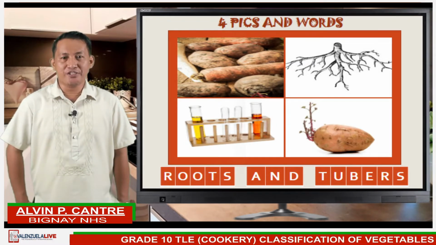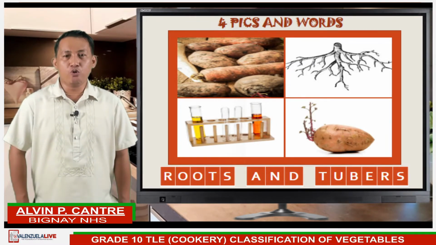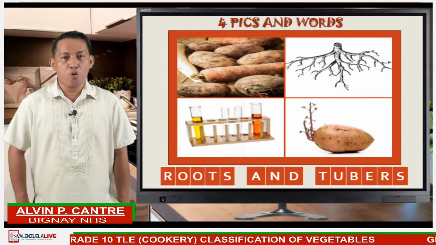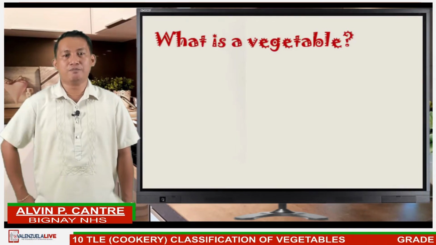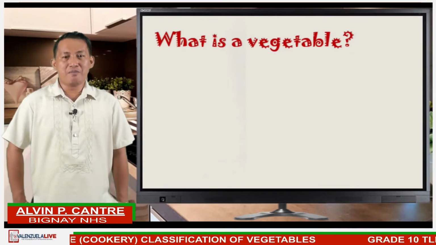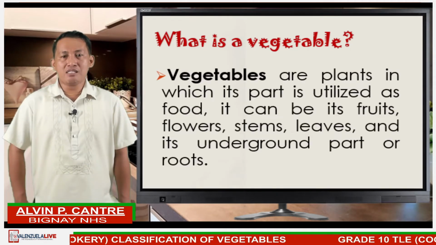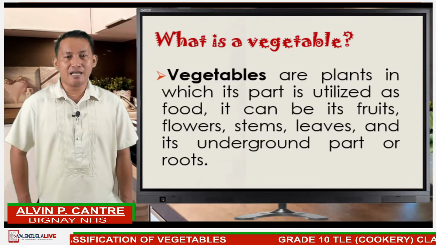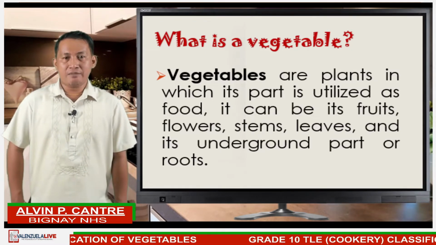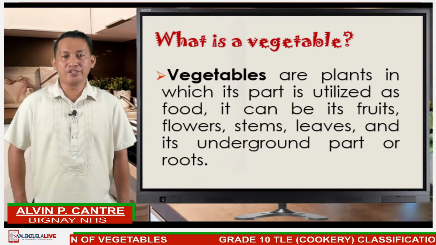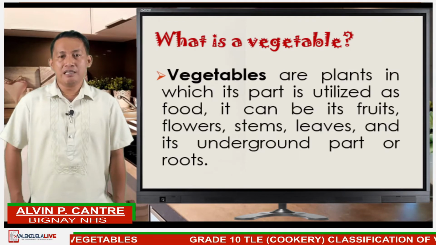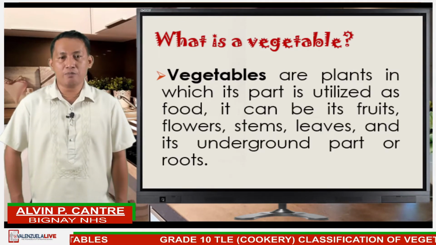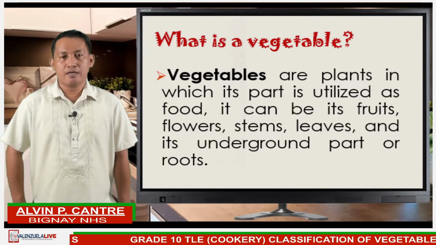All of the answers in the game has something to do with our undertakings today, which are about vegetables. When we say vegetables, these are plants in which each part is utilized as food. It can be its fruits, flowers, stems, leaves, or its underground parts or roots.